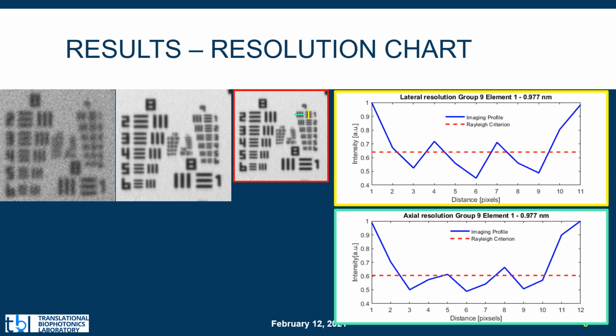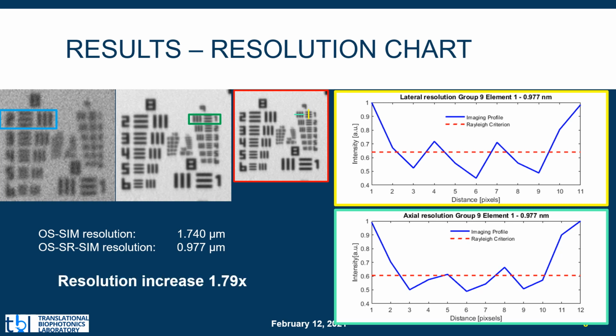A similar procedure we applied for optical sectioning SIM and found that group 8, element 2, is the smallest element resolved by the Rayleigh criterion, which represents a spatial resolution of 1.74 microns, and for group 9, element 1, we resolve 977 nanometers in spatial resolution. This gives us a 1.79 factor of improvement in the spatial resolution, which is slightly lower than the theoretical limit of 2-fold for an optical sectioning super resolution structured illumination microscopy system in this setup.